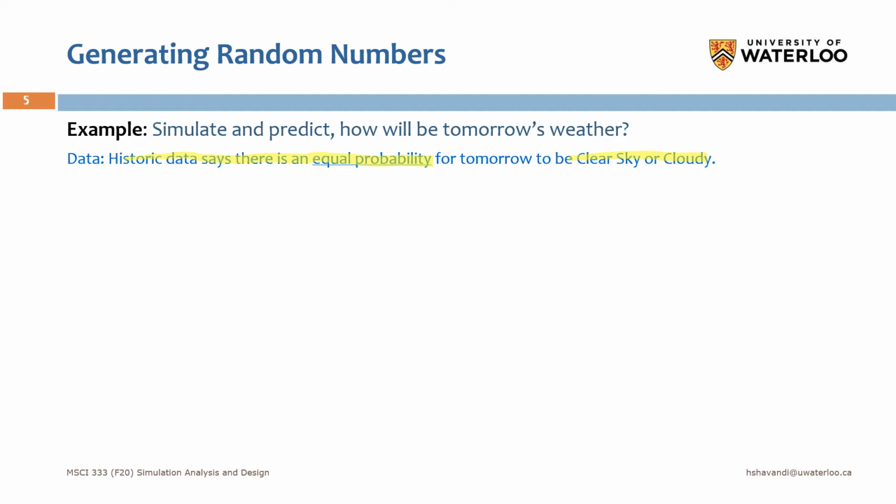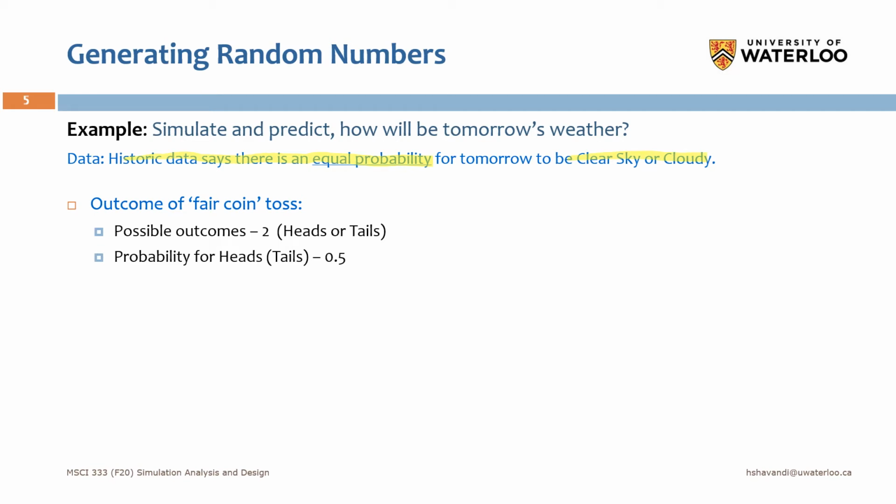Now, how can we simulate this? How can we simulate tomorrow's weather, having the property that the chance between clear sky and cloudy should be equal, I mean, each 50% chance? So how can we do this?